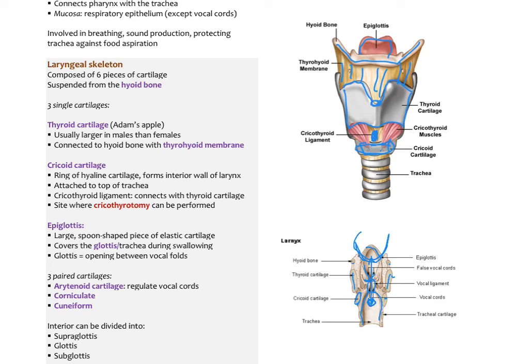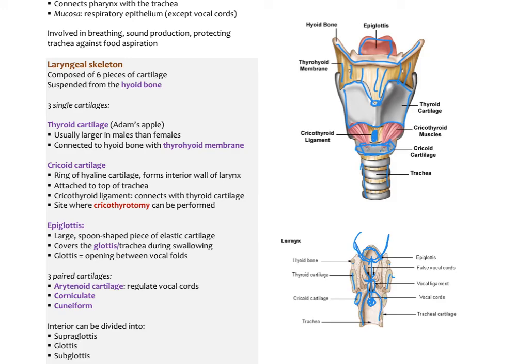So that's a cricothyrotomy. The epiglottis is a spoon-shaped piece of elastic cartilage, and it covers the glottis. It's kind of hard to see here, but basically when you swallow, it's going to cover the air passages, and that will allow the food to go down the esophagus, which is on the backside of the trachea here. And so that's going to prevent food from being aspirated into the respiratory system.